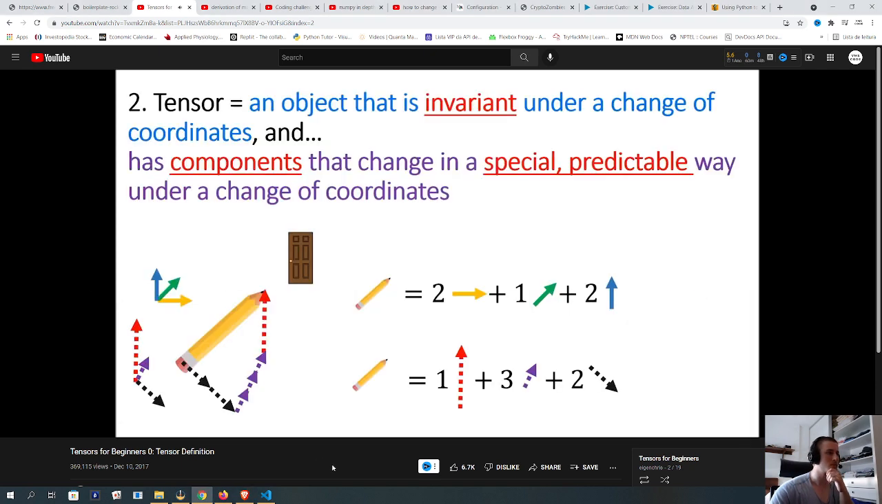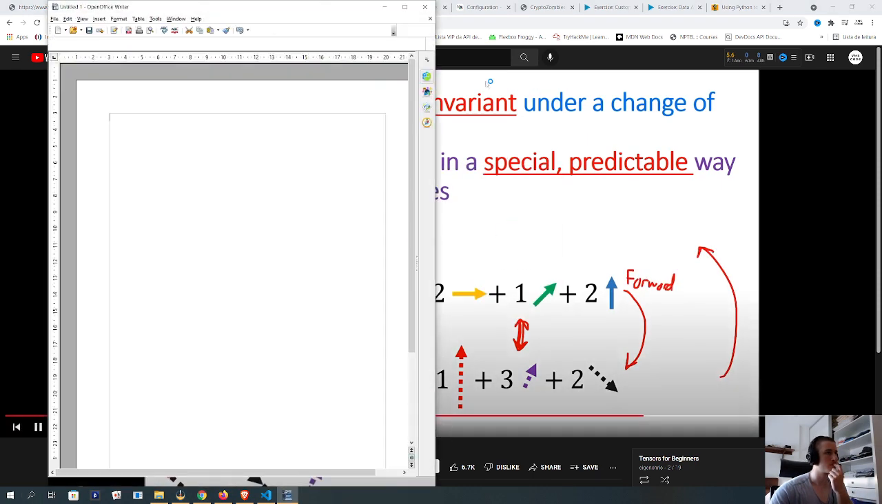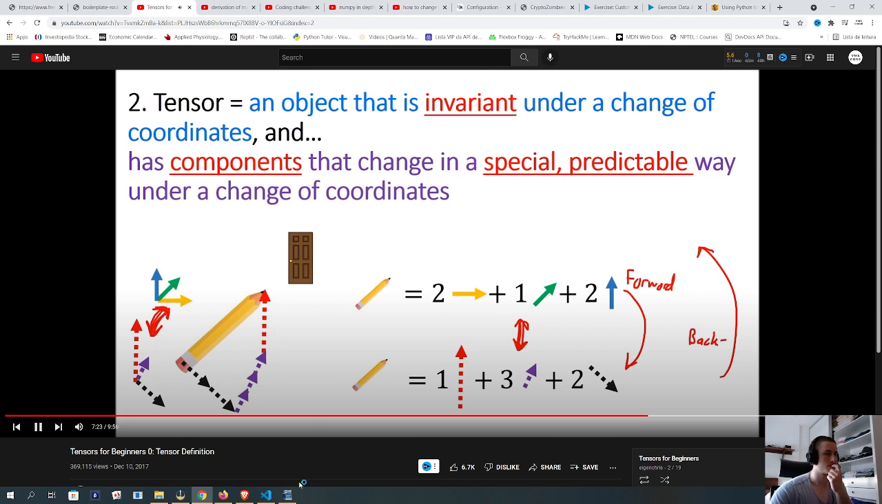Now it turns out that if we know how to change one coordinate system into another coordinate system, so if we know how to go back and forth between these two coordinate systems, then we should also be able to figure out how to change back and forth between these different sets of components. And this process of going back and forth between coordinate systems and components, that's what I'm going to call forward and backward transformations. I'm going to talk about those in the next video.